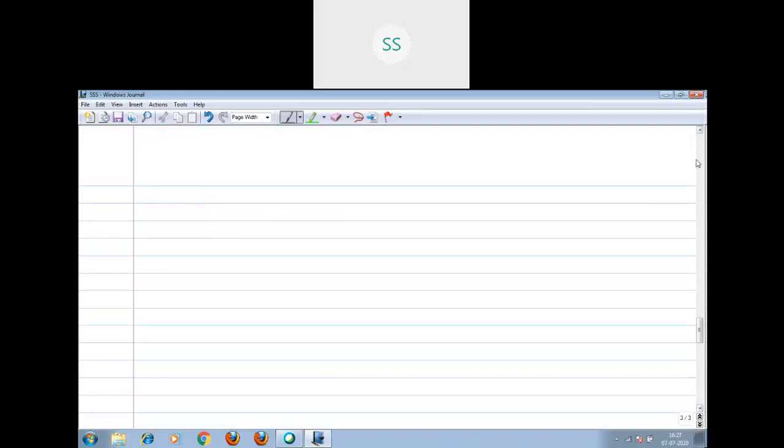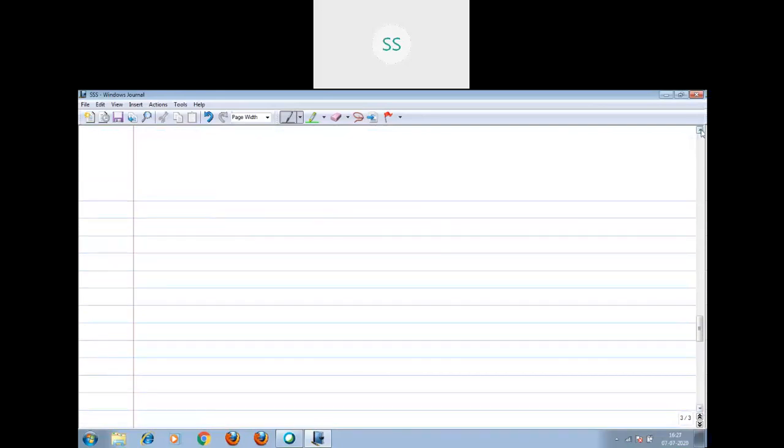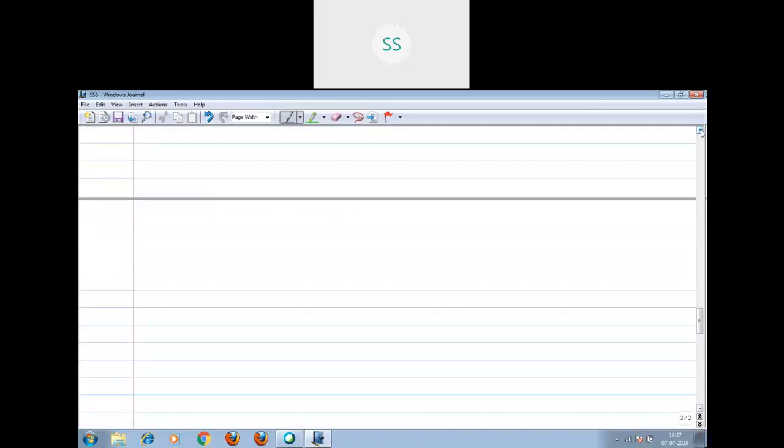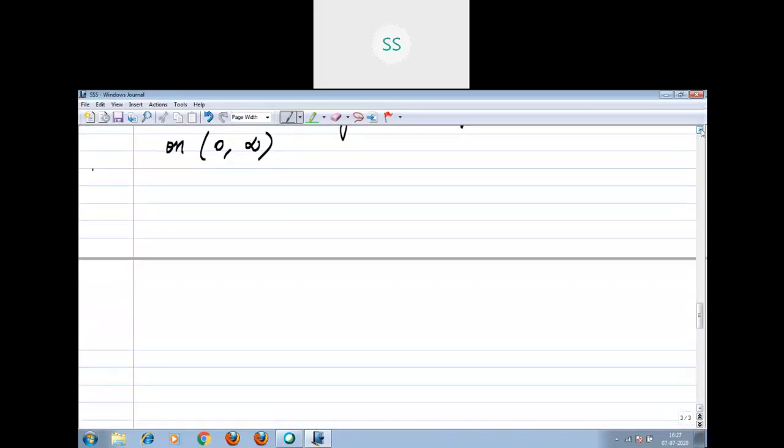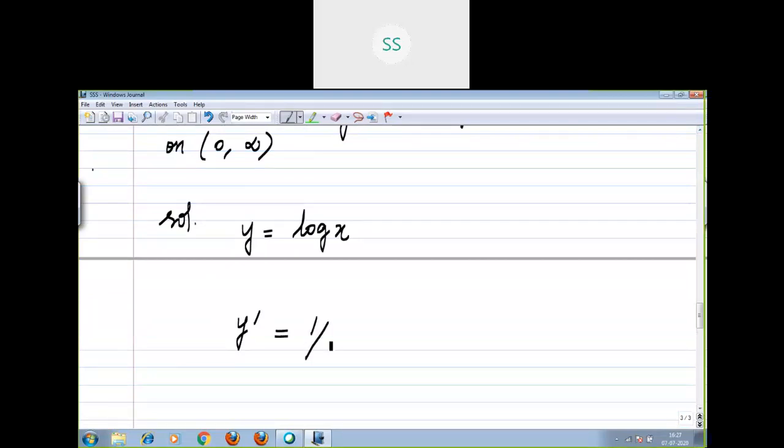Prove that, now you see. Solution: y is equal to log x, or f of x equal to log x. Next step, what do you want to do? Derivative, that is y dash or dy by dx. Y dash is 1 by x, right?